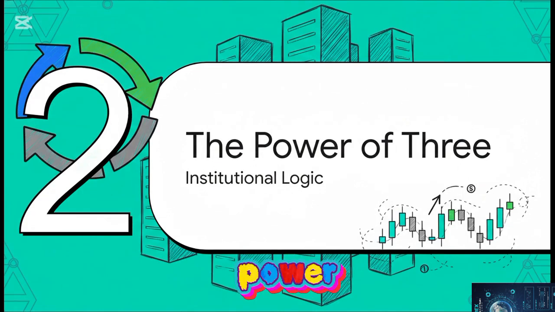We call it the power of three. Now, this isn't just another flashy indicator. It's a whole new way of looking at the market. It's about decoding the logic that the big institutional players, the big money, are using so you can finally trade with them instead of getting run over by them.